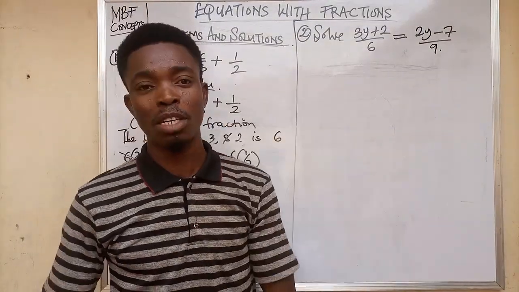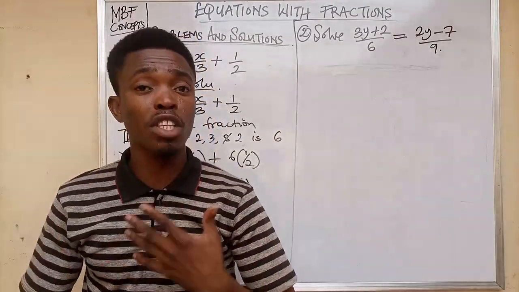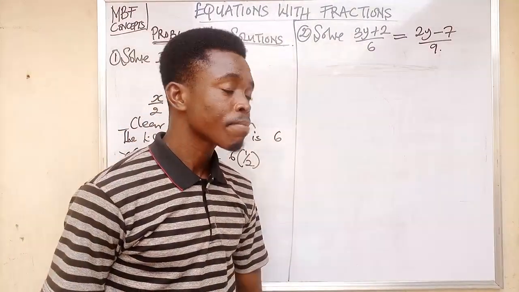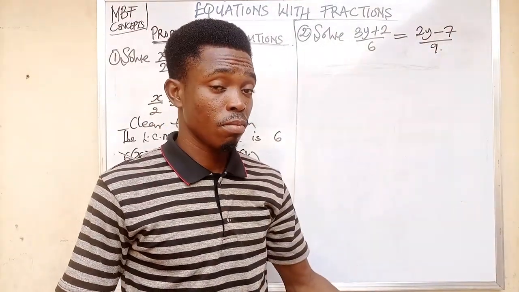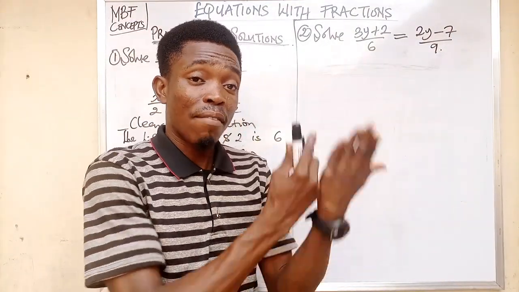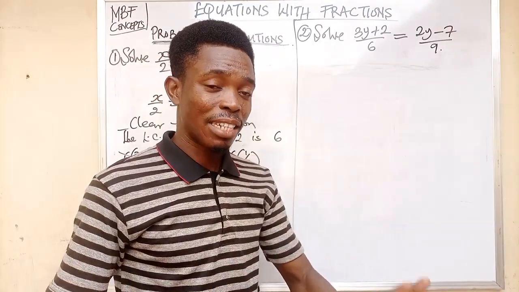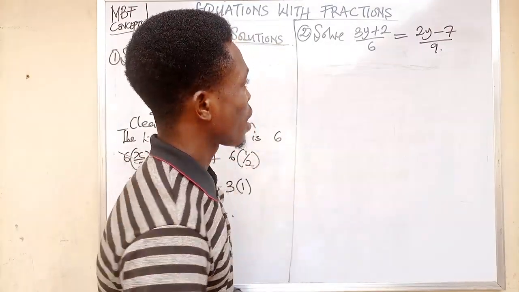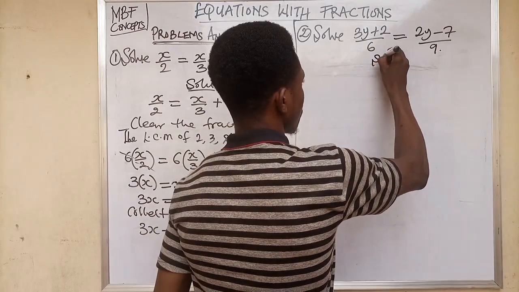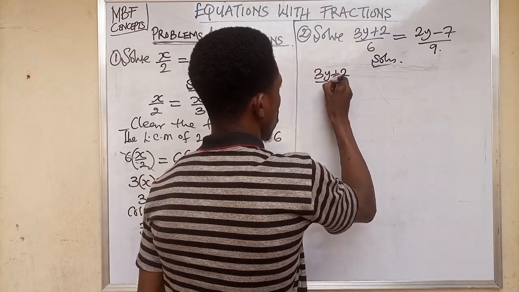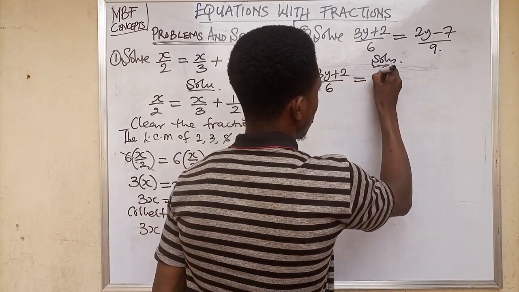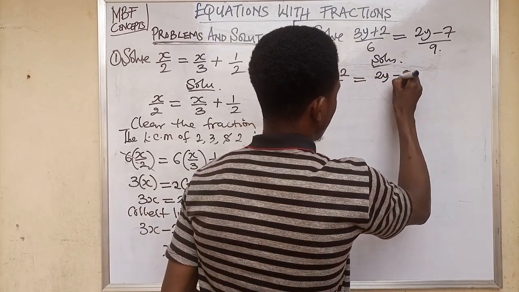Yes, we have question number 2 on the board, guys. We are asked to solve 3y plus 2 all over 6 is equal to 2y minus 7 over 9. This is an equation with fractions. We have numerator, we have denominator. Don't forget, 4 steps, we are done. Now, we have our solution this way. We have 3y plus 2 over 6 is equal to 2y minus 7 over 9.